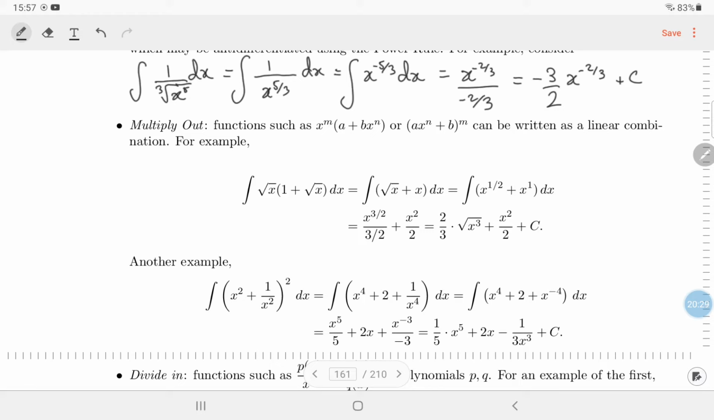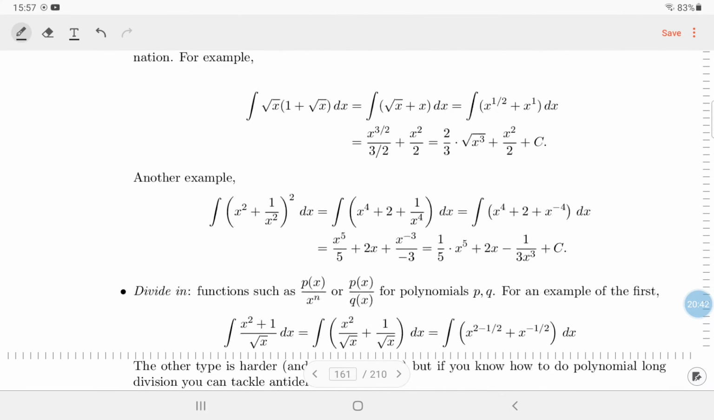So for example, if you're looking at root x times 1 plus root x, you can just multiply this thing out. Root x by 1 is root x, root x by root x is x. And then you can write the root x as x to the half and use the power rule twice and tidy up like that. Another example, x squared plus 1 over x squared, all squared, I can multiply out carefully.